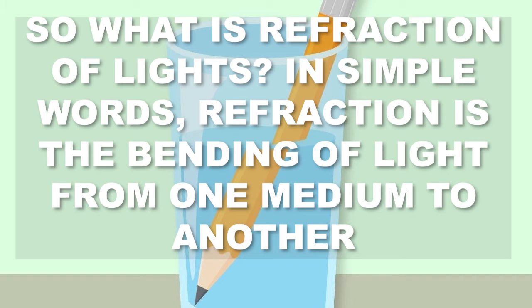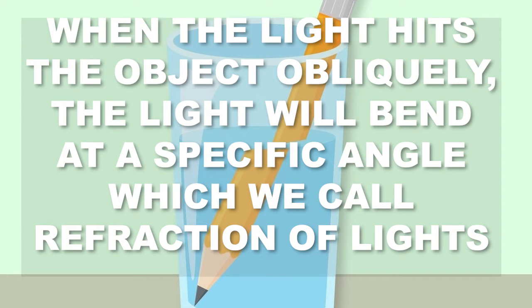So what is refraction of light? In simple words, refraction is the bending of light from one medium to another. When the light hits the object obliquely, the light will bend at a specific angle, which we call refraction of light.